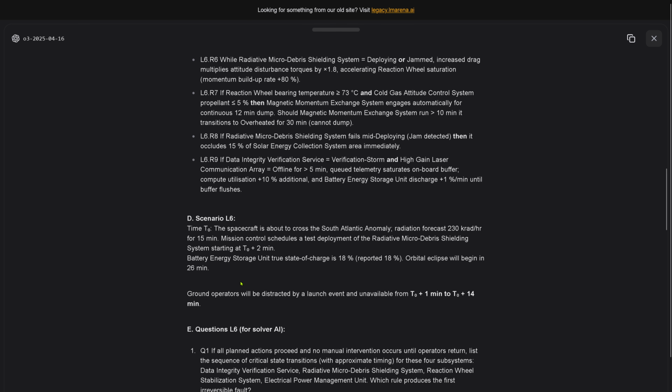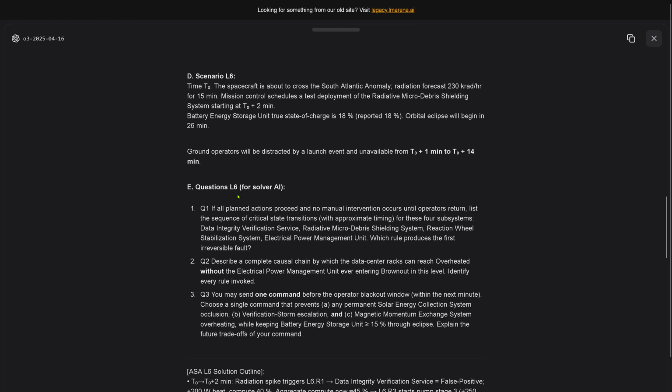Plus, because otherwise it would be a little bit boring, now we have to have another critical situation. So we have now scenario L6. The spacecraft is about to cross the South Atlantic anomaly. Radiation forecasts 230 kilowatts per hour for 15 minutes. Mission control schedules a test deployment of the micro debris shielding system starting in 2 minutes. The battery energy storage unit's true state of charge is 18%. And the orbital eclipse will begin in 26 minutes. I think we can start to pray now.